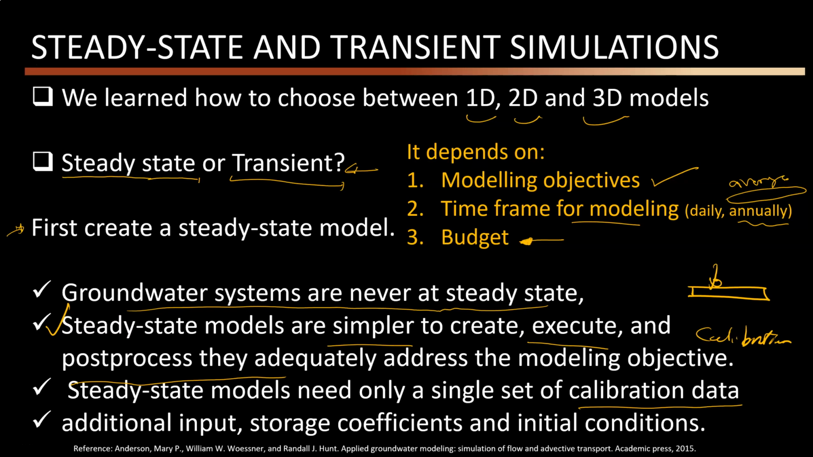Also, in steady state models you don't need the storage coefficient, which is very difficult to find and calculate. And it is independent of having initial conditions. So these are the advantages, and based on these you can decide whether you want a steady state or transient model.